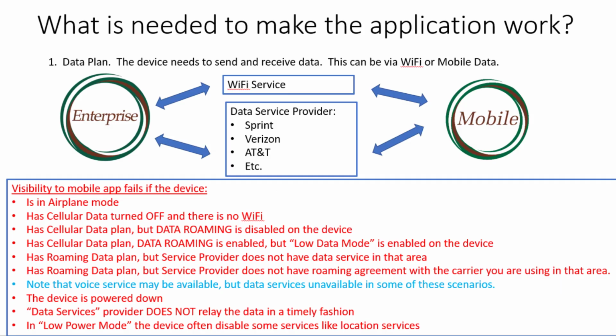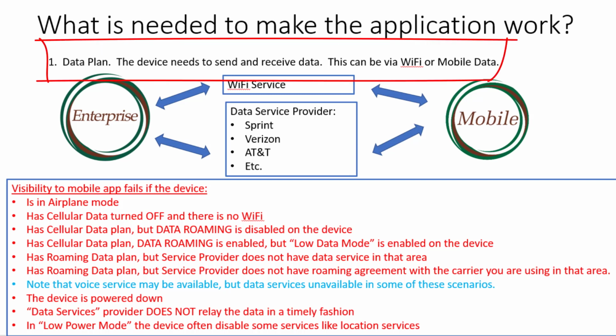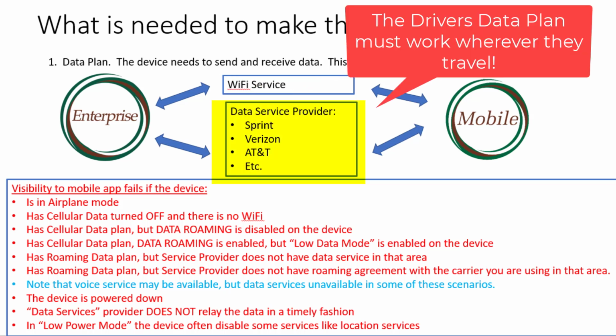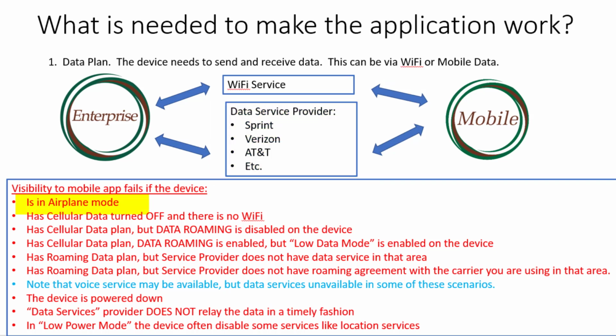So once the device is properly defined, what do we really need to make the application work? It needs a data plan. Since your drivers are going to be on the road, a Wi-Fi service is not a reliable data service. They will need a data plan from their data service provider. It is the responsibility of the driver to ensure that they have a sufficient data plan that will work wherever they travel. The mobile app will not work if the driver puts their device in airplane mode.